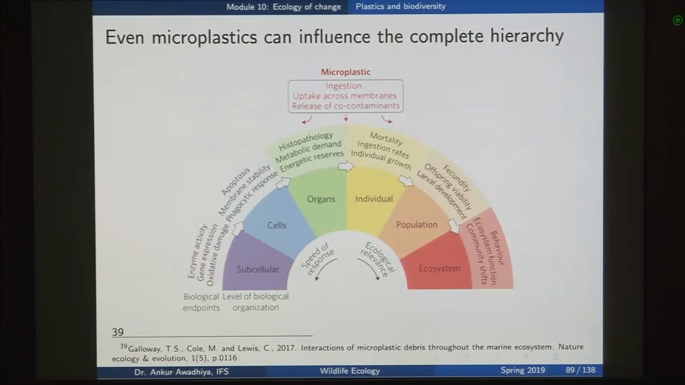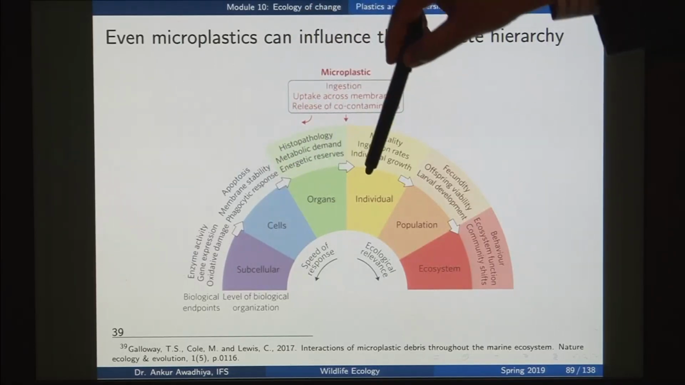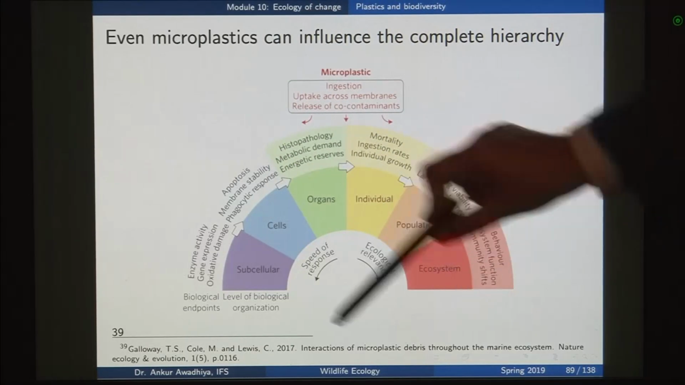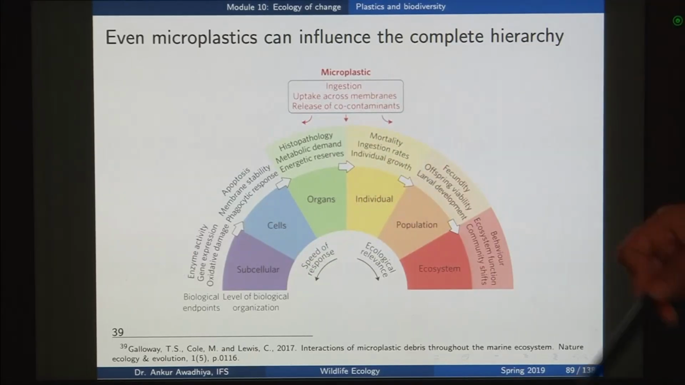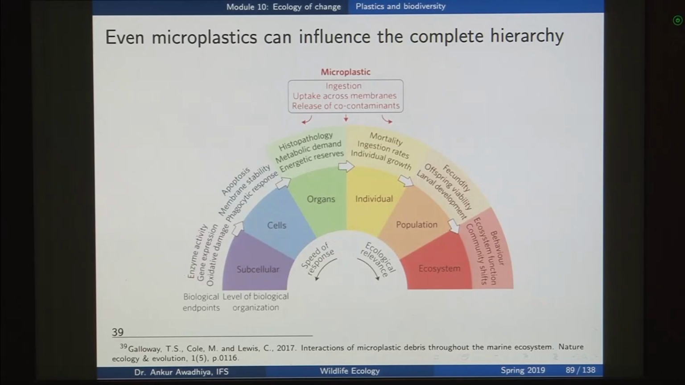Now, if you look at the hierarchy of things, we can see that there is an impact of plastics. Even the impacts of microplastics can be observed throughout the hierarchy. So, here these are subcellular level, cellular level, organ, individual, population and ecosystem, and we are talking about the impacts of microplastics. Now, microplastics can be ingested, they can be eaten up, or there can be an uptake across the membranes of some organisms, or there can be a release of co-contaminants that are there along with these microplastics, and we are seeing the impacts of all of these.